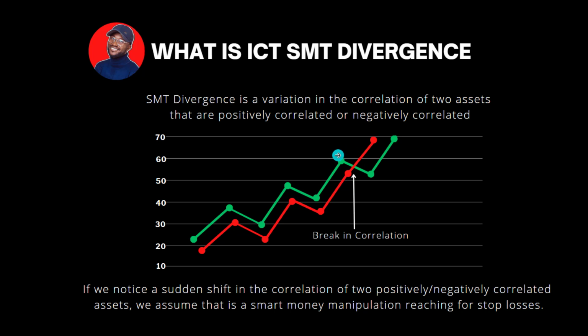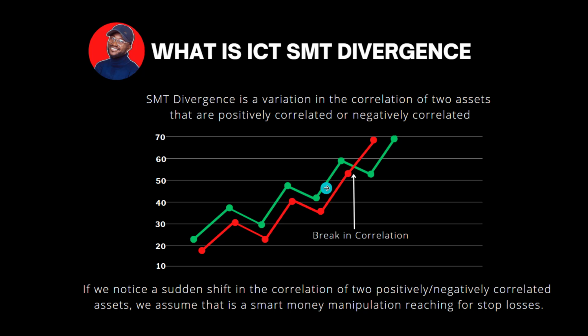So in this kind of variation, we are set to have SMT divergence. We are set to have smart money technique right here. It is just their own way of manipulating price, and until you know this, you'll not be able to identify where these guys are actually taking price or where they are manipulating price.